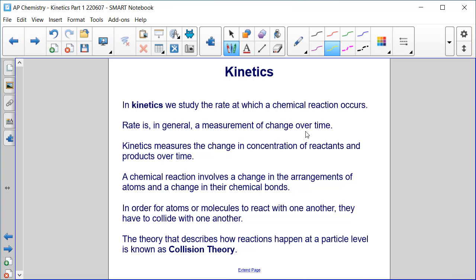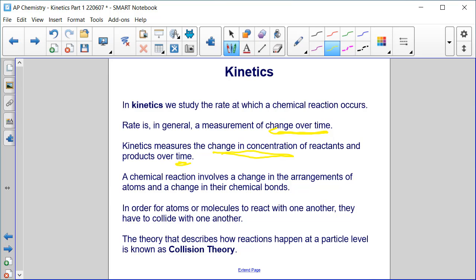We're going to be looking at this idea of change over time quite a lot, especially as we get into some graphical analysis and calculation. So something to keep in mind. Kinetics, so we're talking about a rate, right? So change over time. Specifically, kinetics measures the change in concentration of reactants and products over time. So we're talking about the concentration over time.